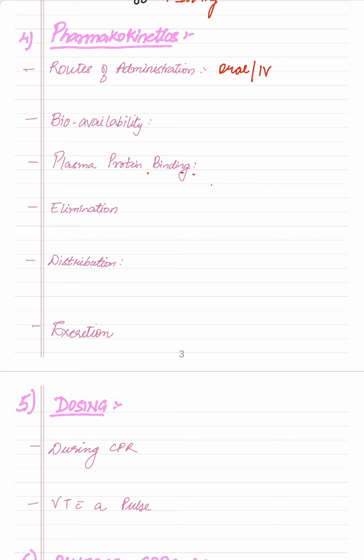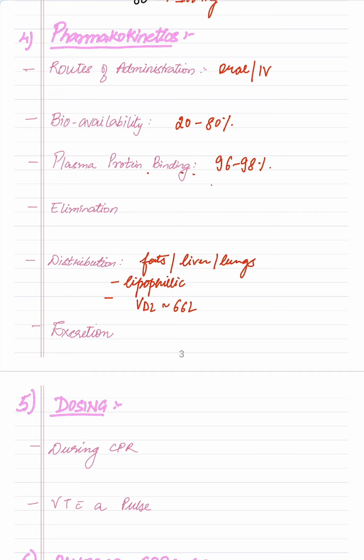Moving on, the route of administration, it can be oral or IV. The oral route has a very slow delayed onset of action and IV is faster. Bioavailability ranges between 20 to 80%, with the GI absorption being a bit erratic. The plasma protein binding is about 96 to 98%. It is distributed highly throughout the fats, in the liver, and in the lungs. So it is a highly lipophilic drug with a very large volume of distribution going up to about 66 liters.